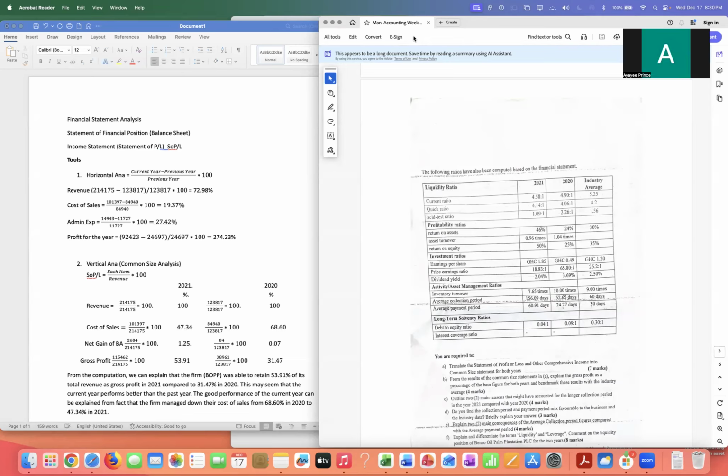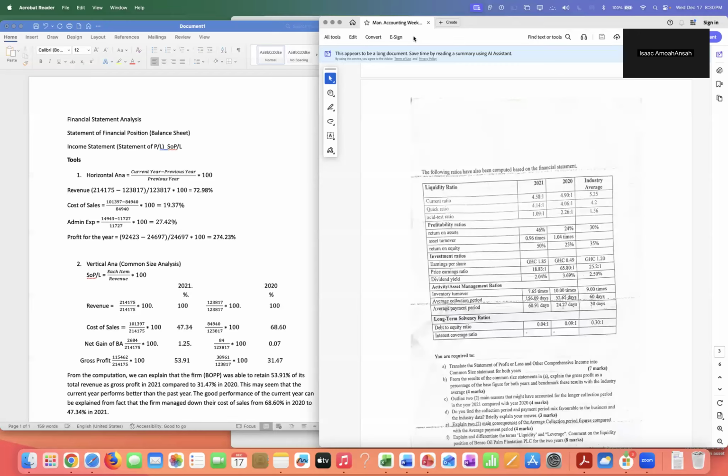We can relate the best performance of 2021 to the fact that the firm was able to cut down spending on cost of sales from 68.6% in the past year to 47.34% in the current year. I've not said anything new. I've just spoken the figures. I just spoke the percentages that we have here.